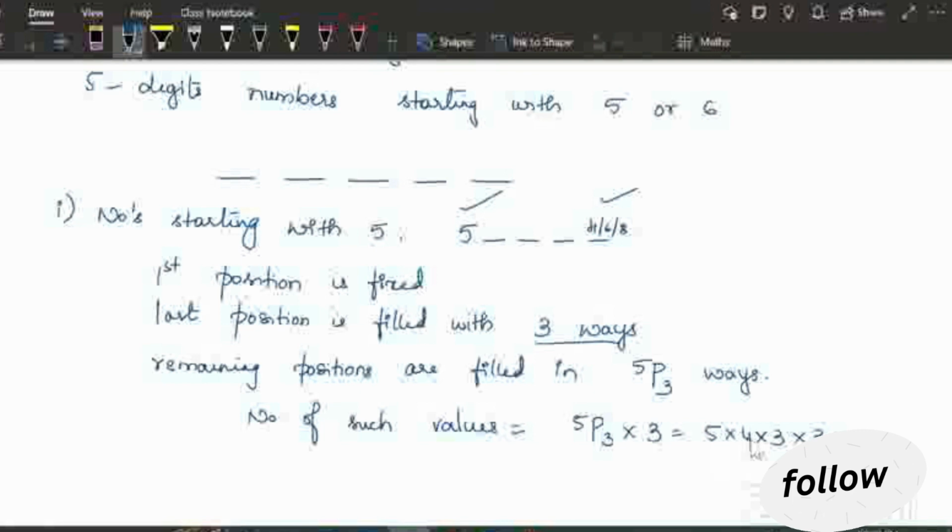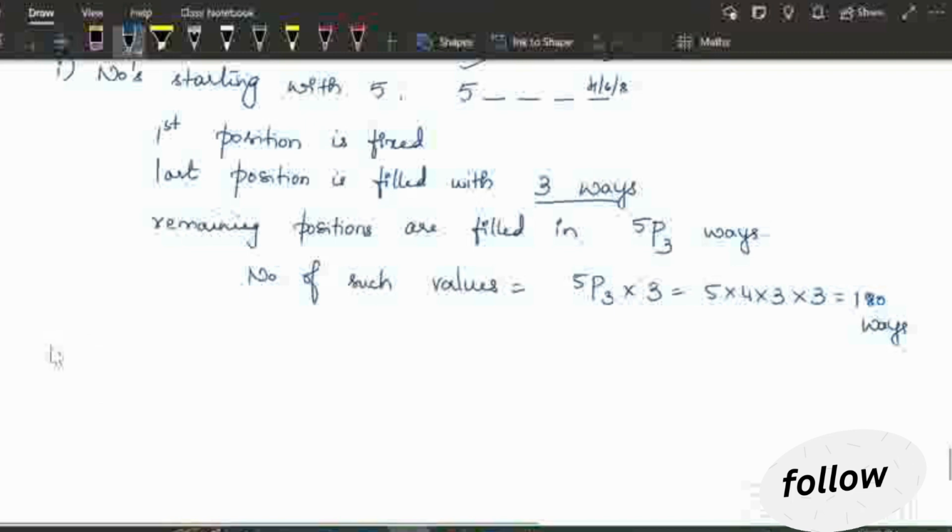What do you get here? 20 into 9 is 180 different numbers are possible that start with 5. Now we will consider numbers starting with 6.